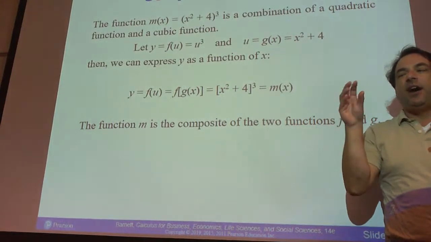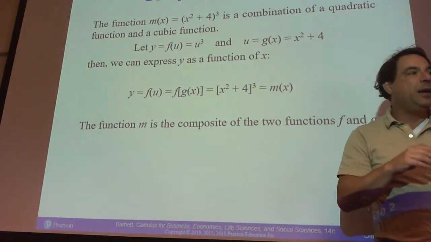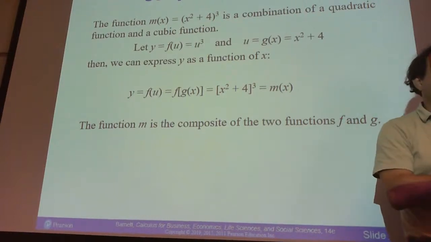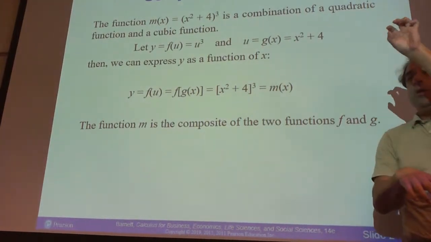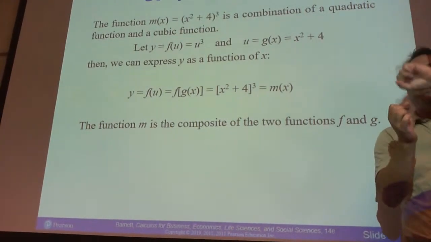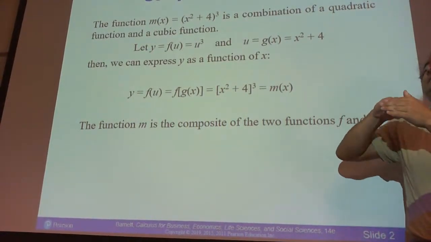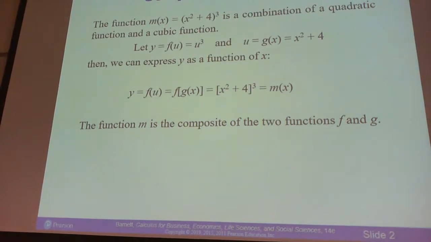It looks like a function inside of another function. Because remember, product rule was a function times a function. Now you know what to do. Quotient rule was a function divided by a function. Now you know what to do. What's this one? A function inside of another function. So if you get that, you're on your way.